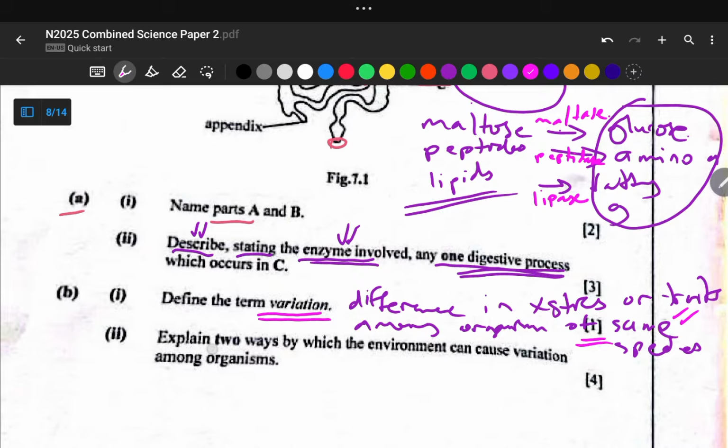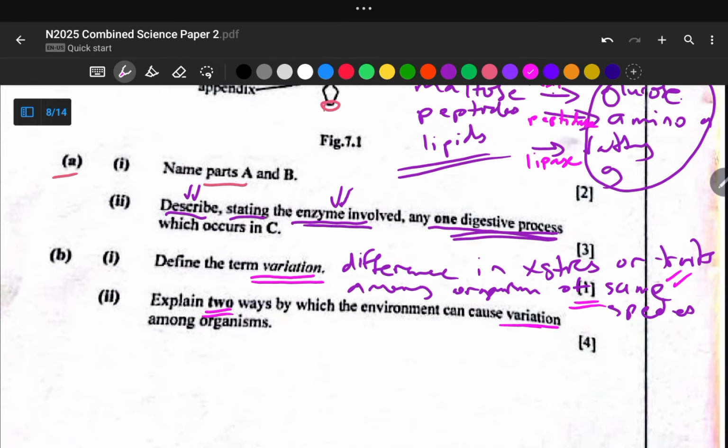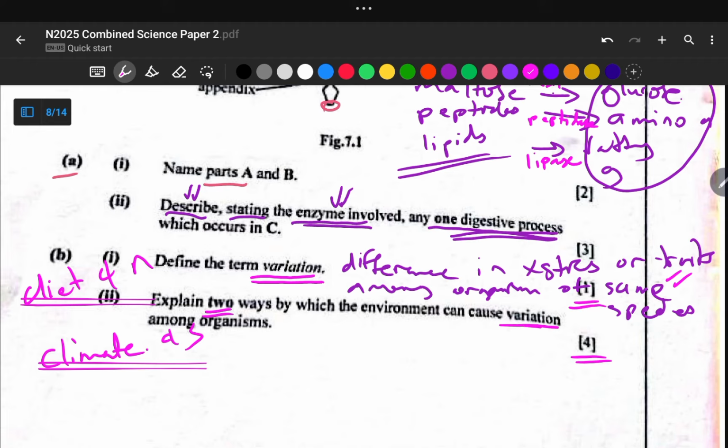And then we go on to the next part, which says explain two ways by which the environment can cause variation among organisms. So variation can be caused by diet and climate and surroundings, right? Diet and nutrition, and then climate and surroundings. So we are being awarded 4 marks. The first 2 marks are for mentioning or stating the factors which affect variation.